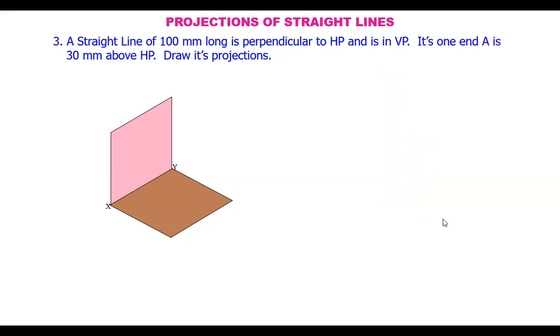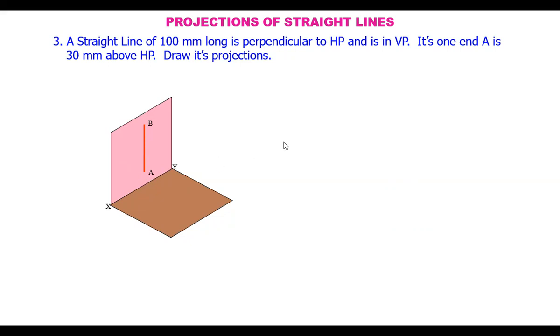Now, another one: a 100 mm long line perpendicular to HP and in VP. Earlier we saw that the line is in front of VP. Now the entire line is in VP, the vertical plane. Its one end A is 30 mm above HP. So the line is like this. It is perpendicular to the horizontal plane, and A is nearer to HP, 30 mm above HP.